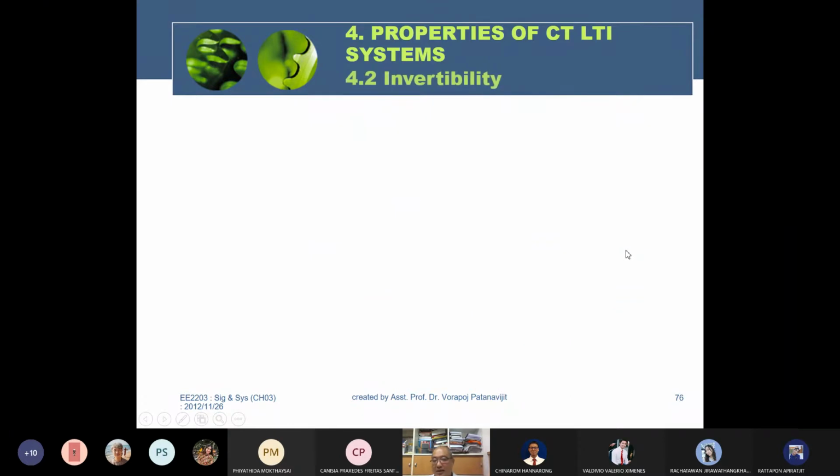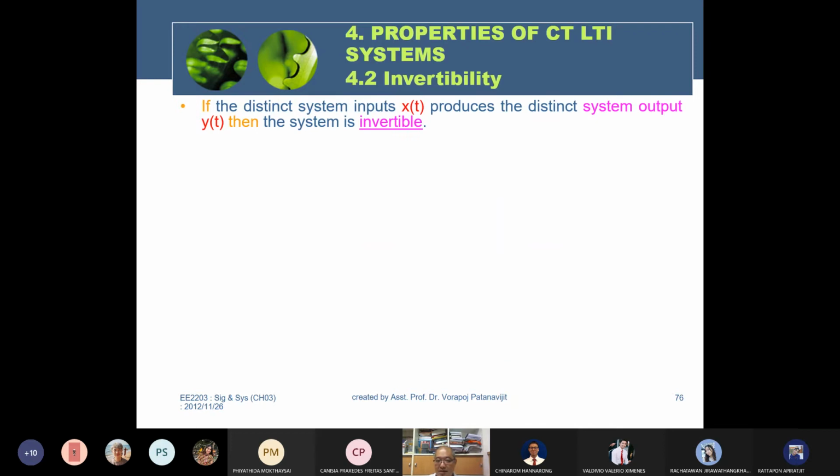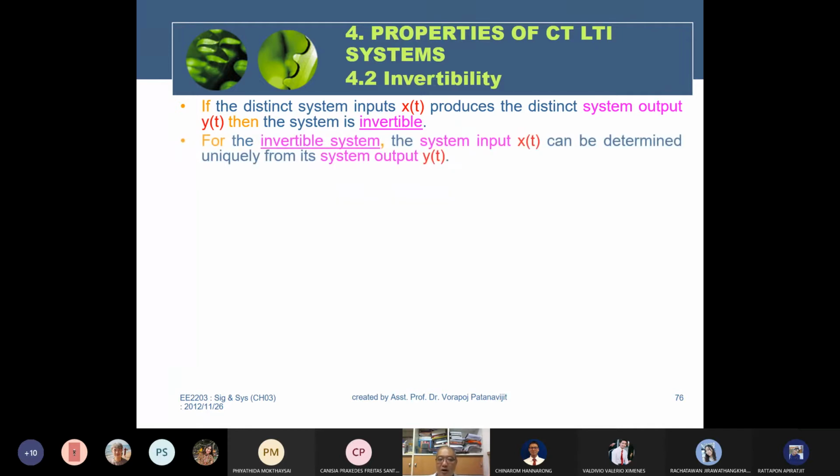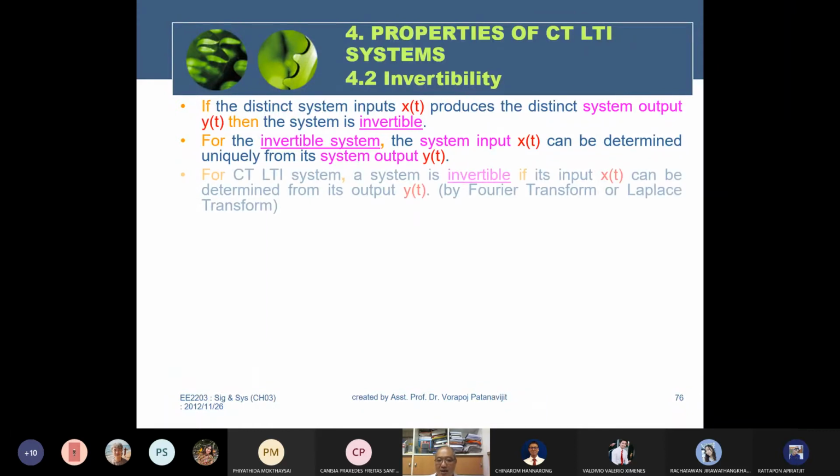The next one is invertibility. If distinct system inputs x(t) produce distinct system outputs y(t), then the system is called invertible. For an invertible system, the system input x(t) can be determined uniquely from its system output y(t). And for a CT-LTI system, a system is invertible if its input x(t) can be determined from its output y(t) by using the Fourier transform or the Laplace transform.